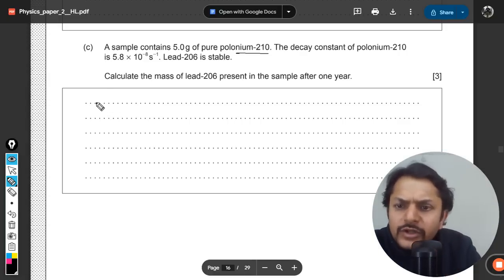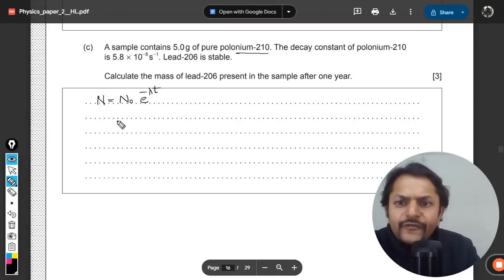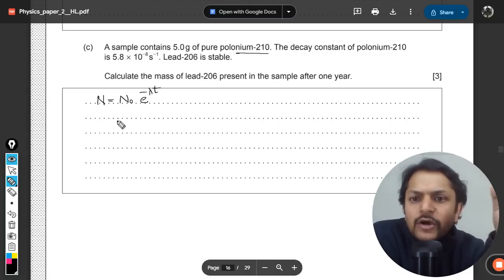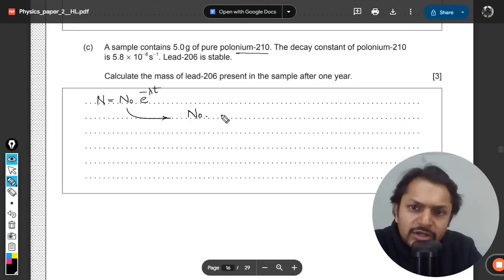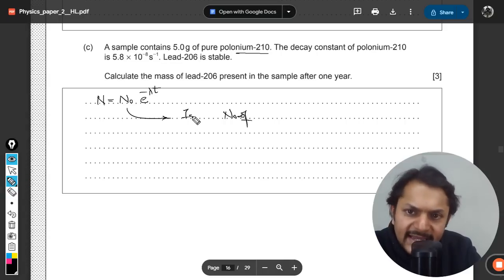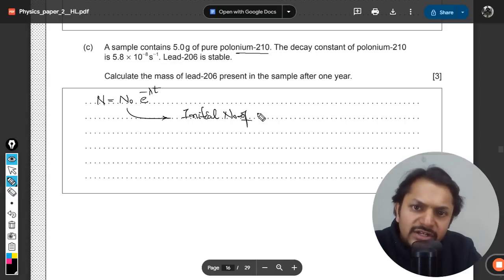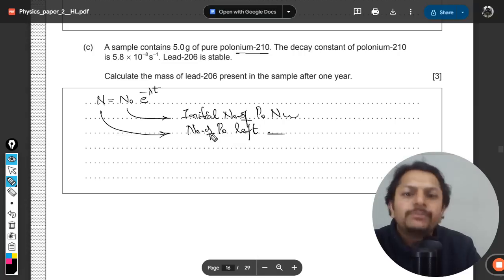Let us go for the formula now. The formula that we are going to use is N is equal to N naught e raised to power negative lambda t. From this formula, we can clearly find the number of polonium left. N naught is the initial number of polonium nuclei, and N is the number of polonium nuclei left in the sample.